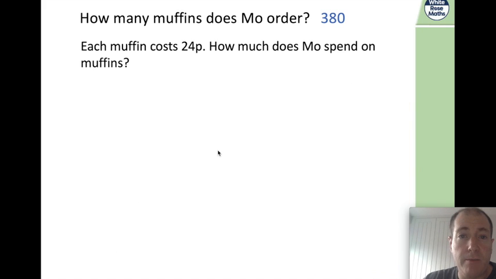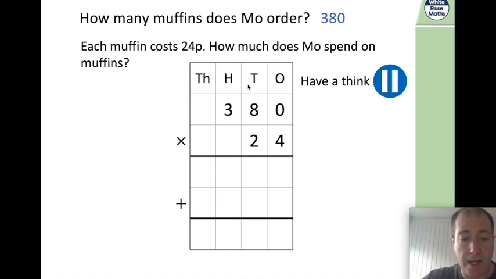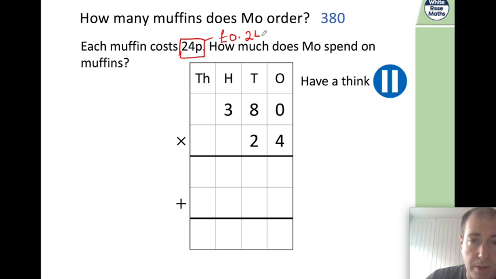The final question on this input asks us to calculate the cost that Mo spends. Well, we know that he bought 380 muffins, and we know that each muffin costs 24 pence. So let's do 380 times 24. Now let's be very careful here, because we are going to be dealing with pence, so we are going to end up with quite a large number. If we were dealing with pounds, then it would look very different. We might end up with something like this. But we don't really want to be multiplying by decimals at this stage. So we're going to keep it at 24 pence, but remember that is pence.